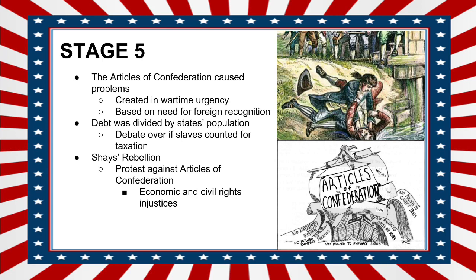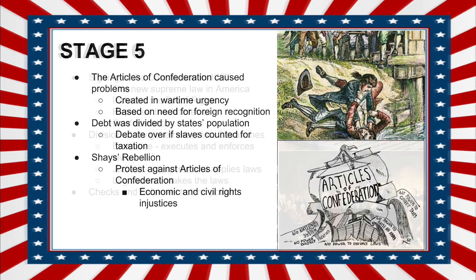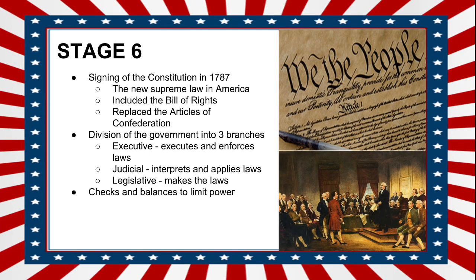Another problem was that some people believed there to be economical and civil rights injustices in the Articles of Confederation. One such person was Daniel Shays, who led Shays' Rebellion. Around 4,000 rebels participated in an armed uprising in Massachusetts, protesting the Articles of Confederation. The rebellion caused the government to see the weaknesses of the Articles of Confederation. The final solution of the revolution was a new government based on the Constitution rather than the Articles of Confederation.